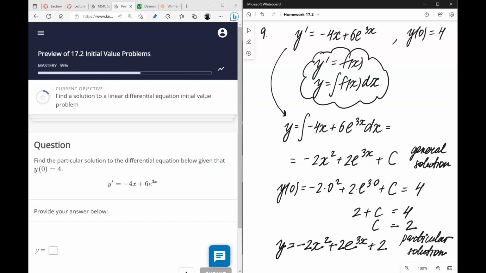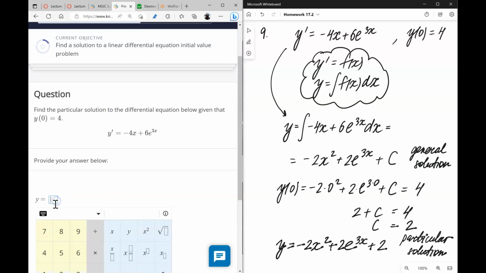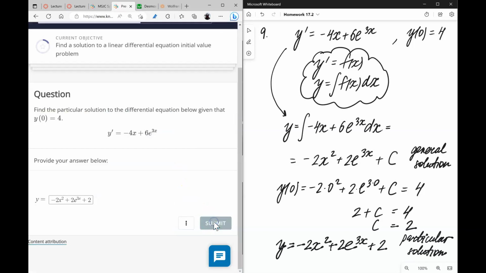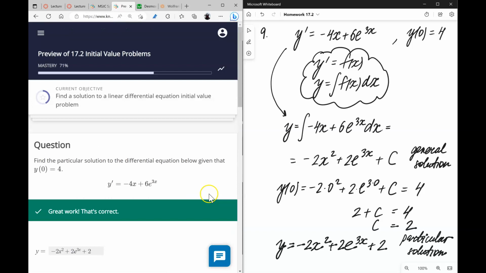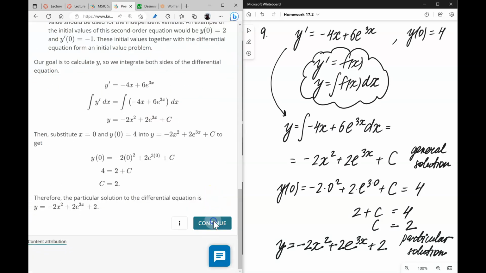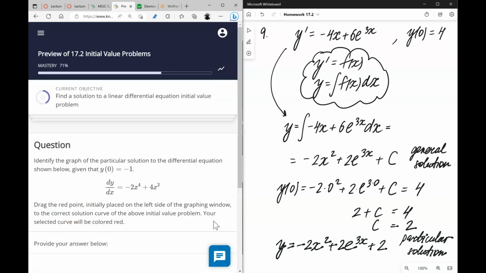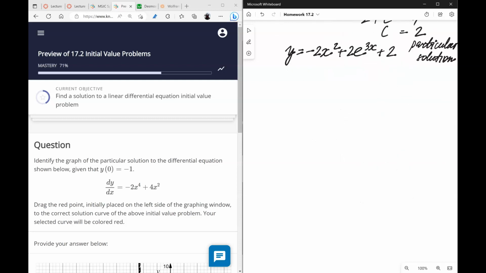Looks like my pen is leaking here. So let's enter the answer. Minus 2x squared plus 2 times e to the power 3x plus 2. Excellent. So let's go to number 10.